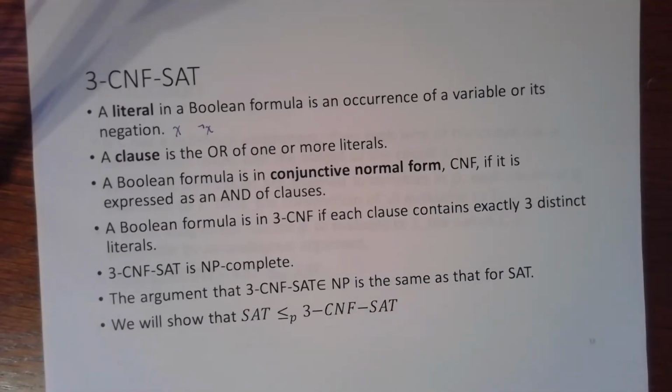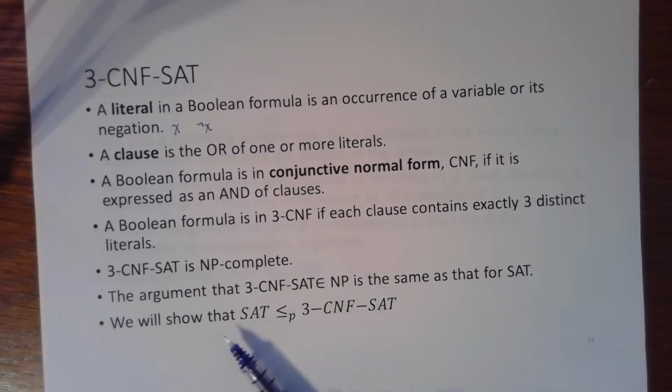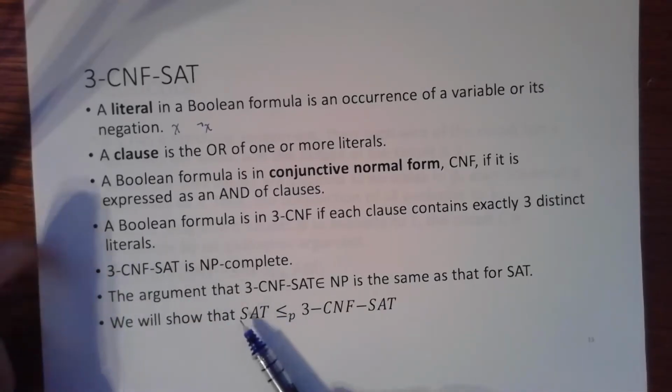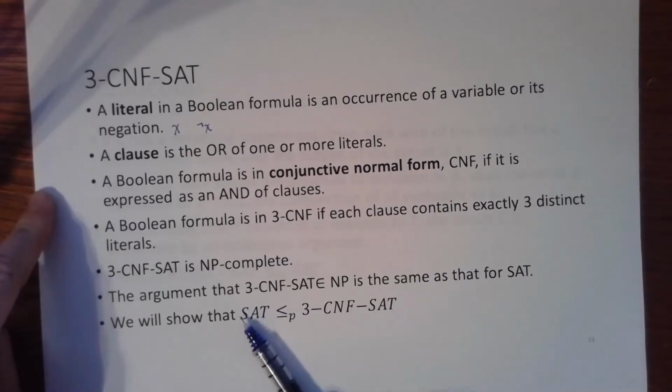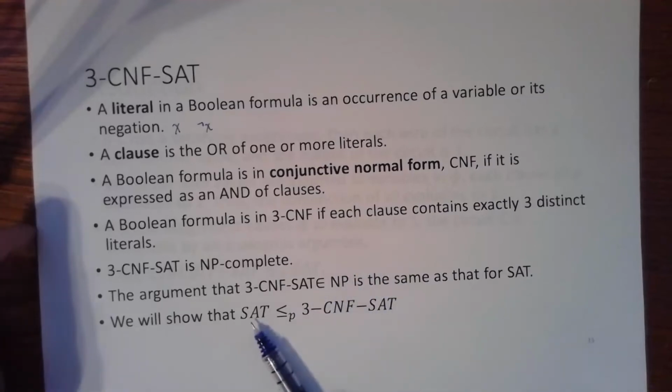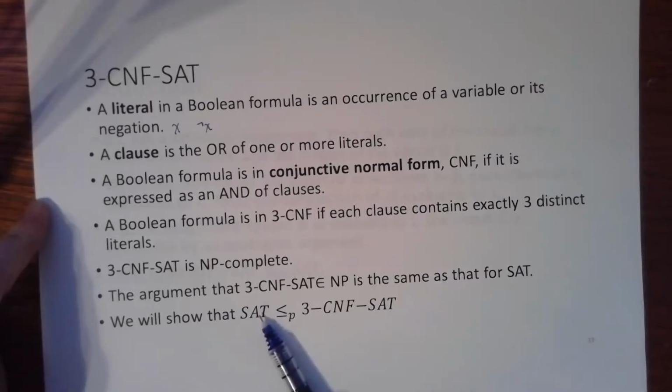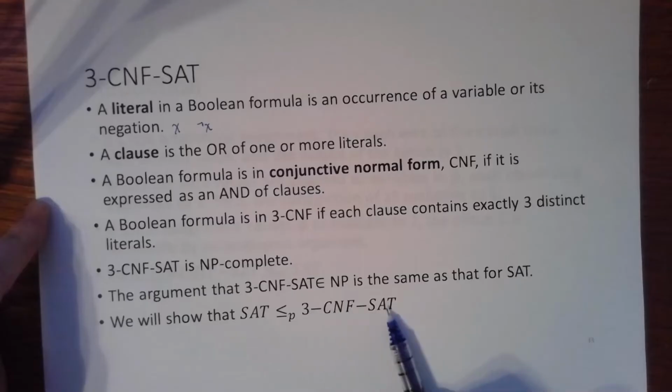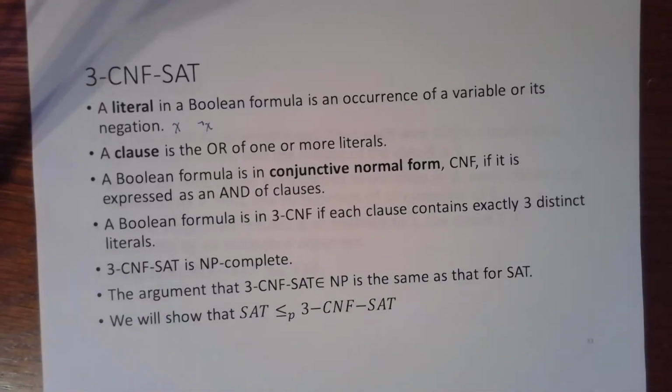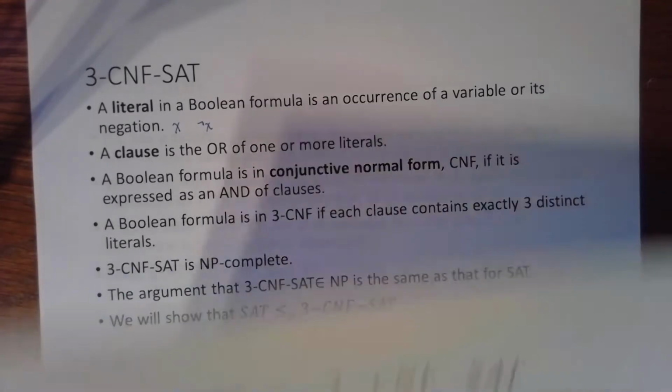The known NP-complete problem that we want to reduce to 3-CNF-SAT is satisfiability. SAT can have any number of literals in its clauses. It doesn't have to just have 3. So we're going to take any arbitrary number and convert it into an equivalent problem where every clause has only 3. Let's look at how we do that reduction.